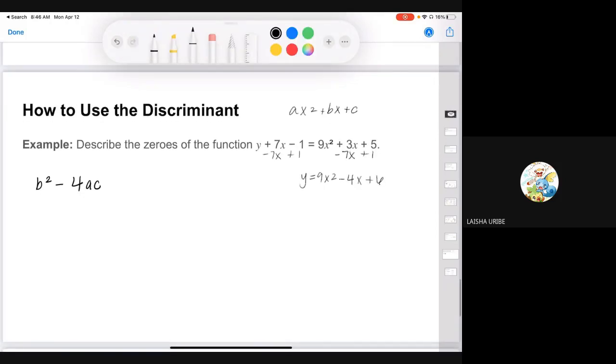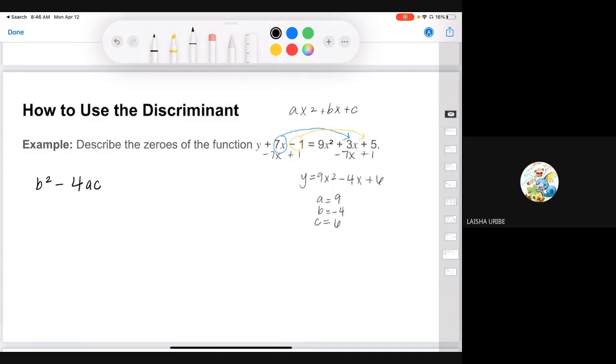So y is equal to my standard form. So that one was pretty easy. All I had to do was move this part of the equation over here and this part over here, put those together, and I get my equation in standard form. Now I have my a, my b, and my c. My a is 9, my b is -4, and my c is 6.